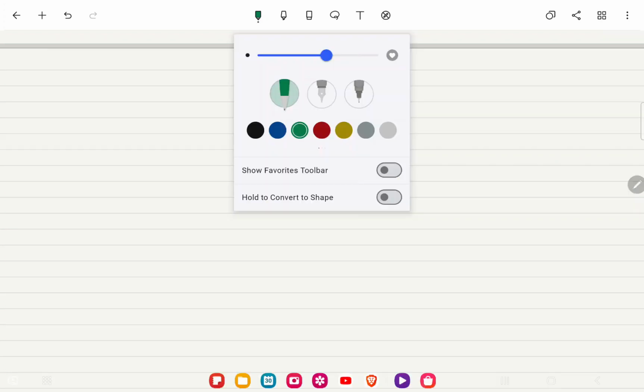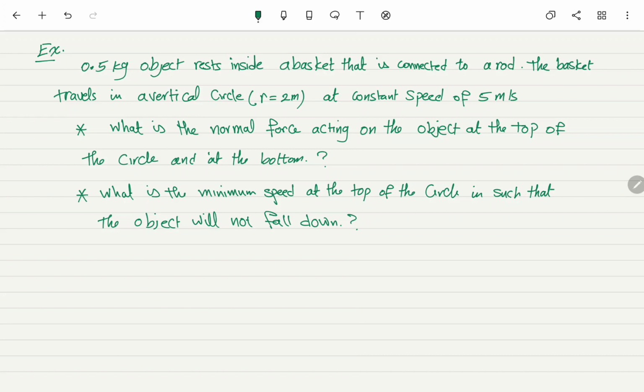Another example: a 0.5 kilogram object rests inside a basket that is connected to a rod. The basket travels in a vertical circle with radius equal to 2 meters at a constant speed of 5 meters per second. What is the normal force acting on the object at the top and at the bottom of the circle? Also find the minimum speed at the top of the circle in such a way the object will not fall down.